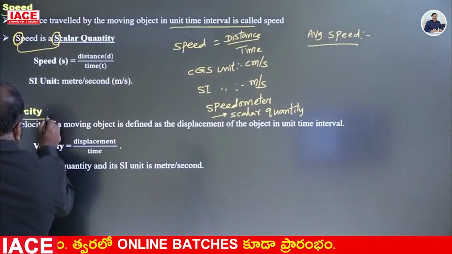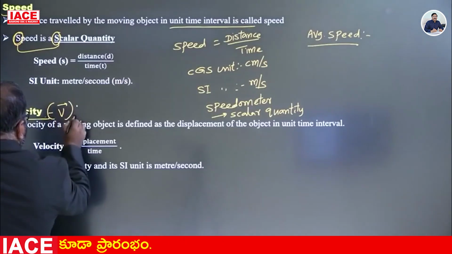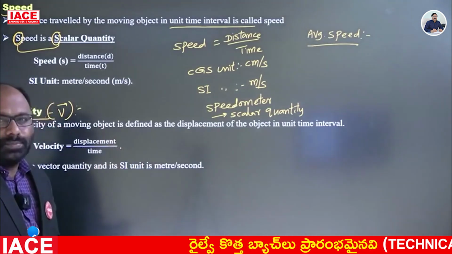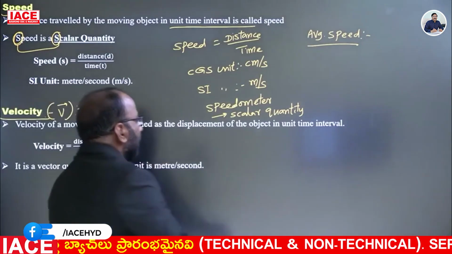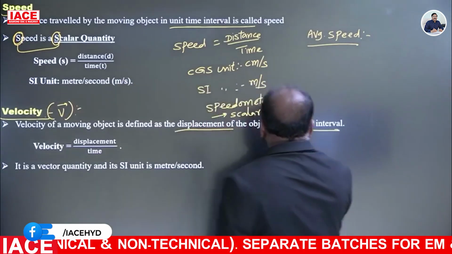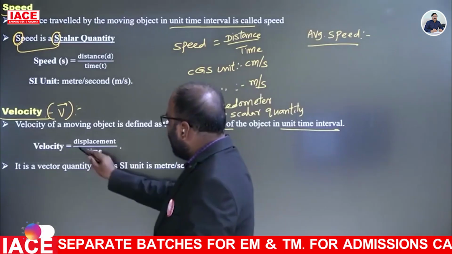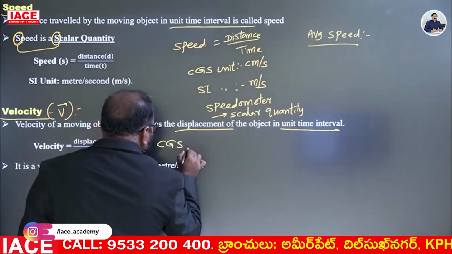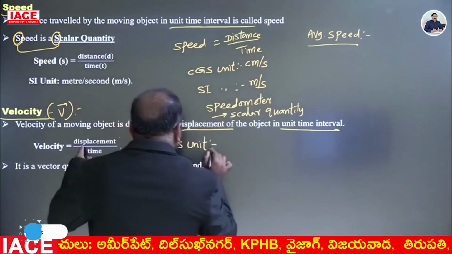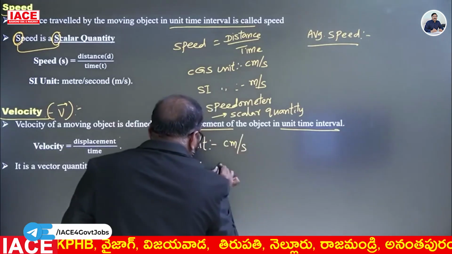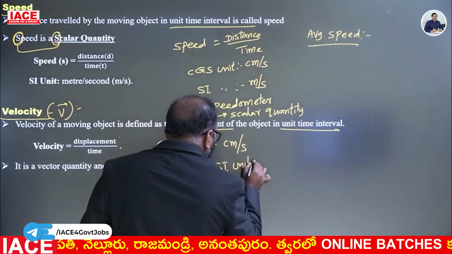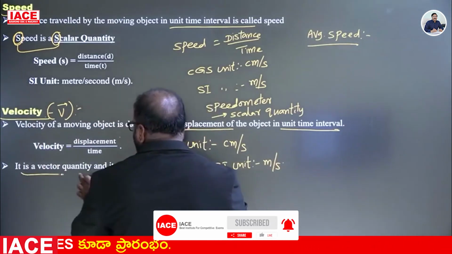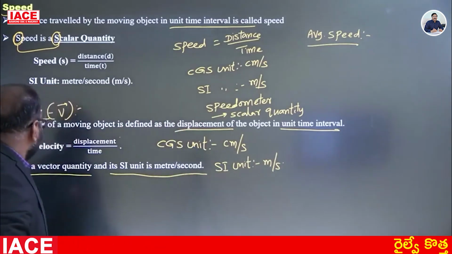Next, velocity. It is represented with V bar. Velocity of a moving object is defined as the displacement of the object in unit interval of time. Displacement by unit time interval is called velocity. Velocity is equal to displacement by time. Its CGS unit is centimeter per second, and SI unit is meter per second. Velocity is a vector quantity and its SI unit is meter per second.